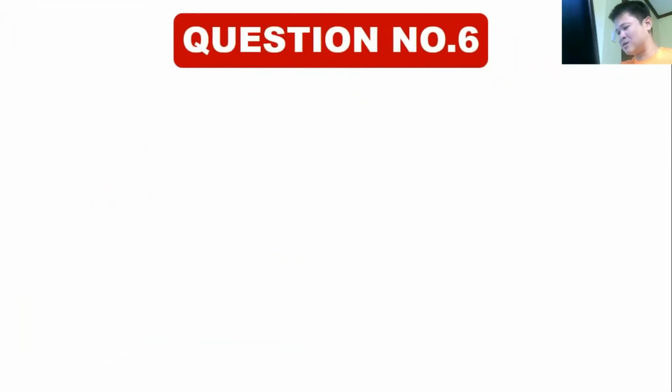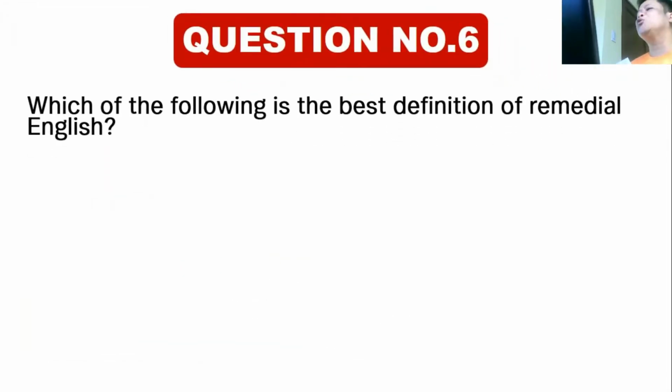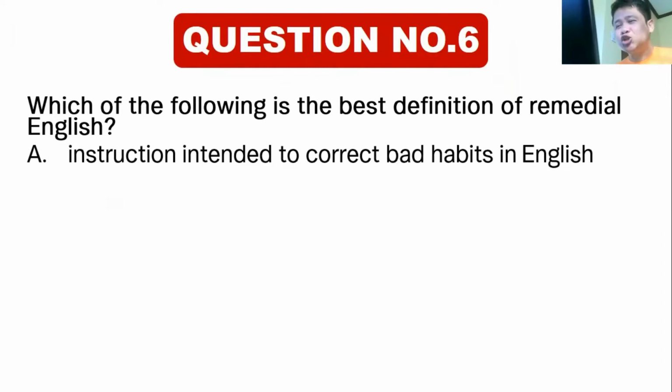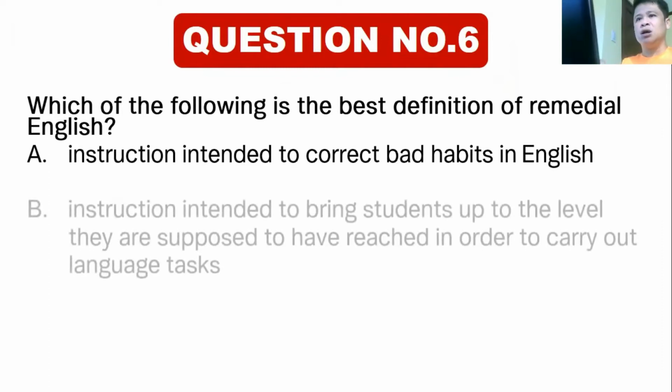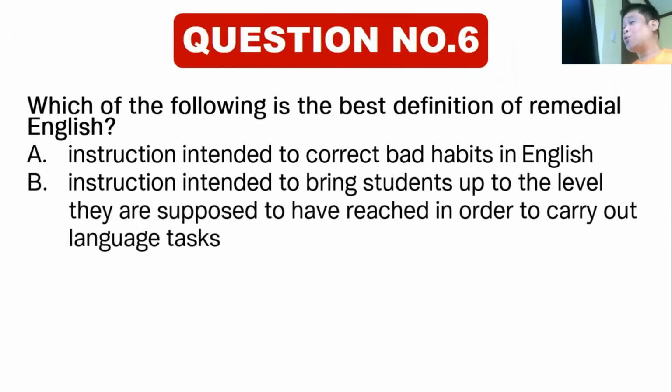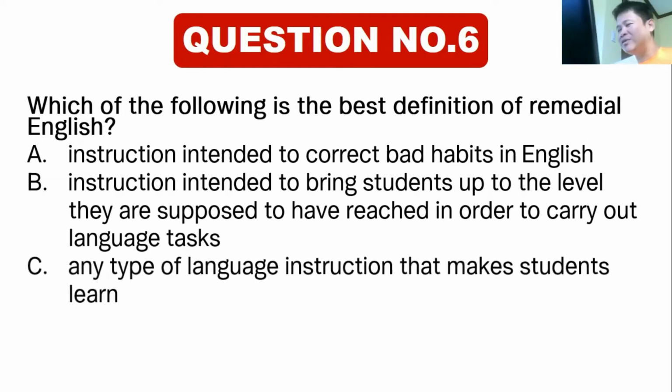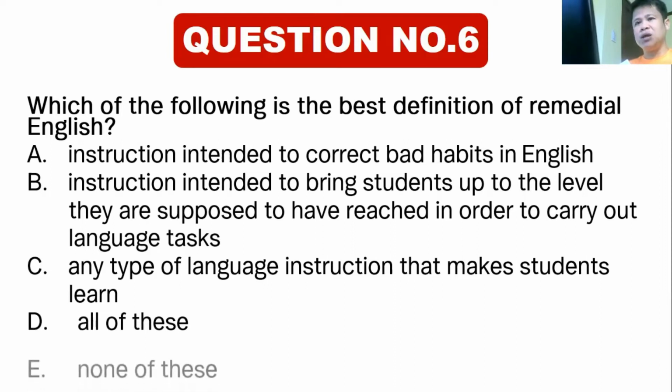Next, number six. Which of the following is the best definition of remedial English? A, instruction intended to correct bad habits in English. B, instruction intended to bring students up to the level they are supposed to have reached in order to carry out language tasks. C, any type of language instruction that makes students learn. D, all of these. E, none of these.